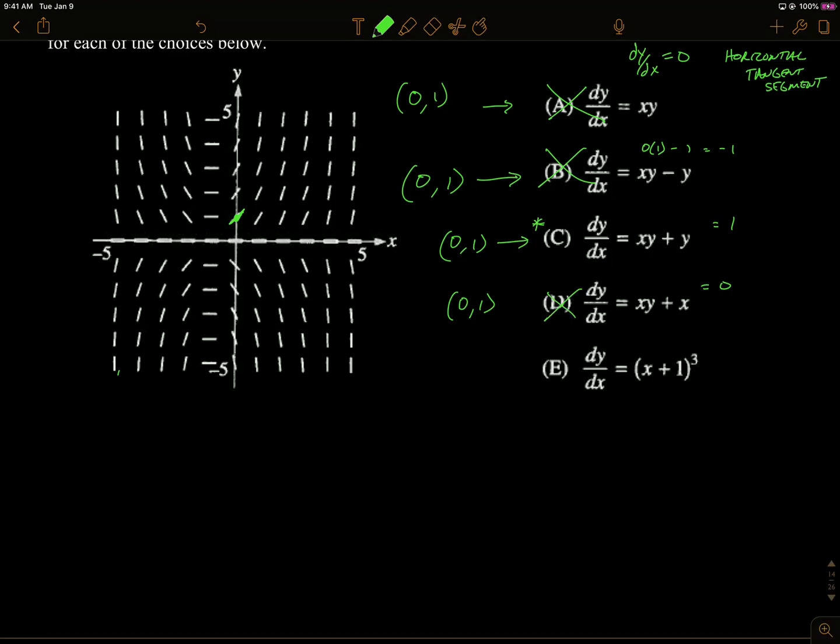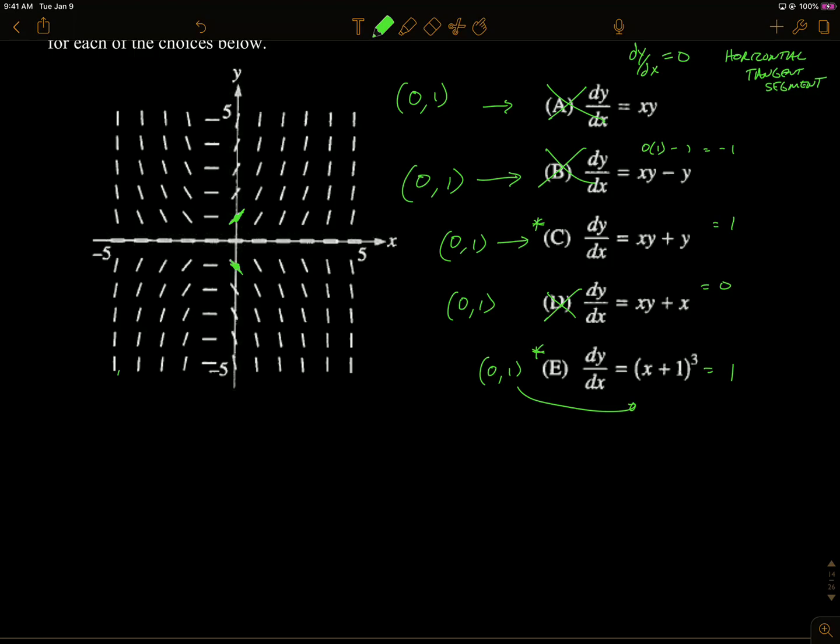It's not horizontal. And then if I plug (0, 1) into the last one, there's no y value, so I just plug in the x value of 0. I get 1 cubed is 1. So this is still a possibility. So now you'd have to pick another point. Because this has a cube, I might pick a negative slope somewhere. So I might try this point down there. Now that's got a slope of, say, negative 1 or negative 2.